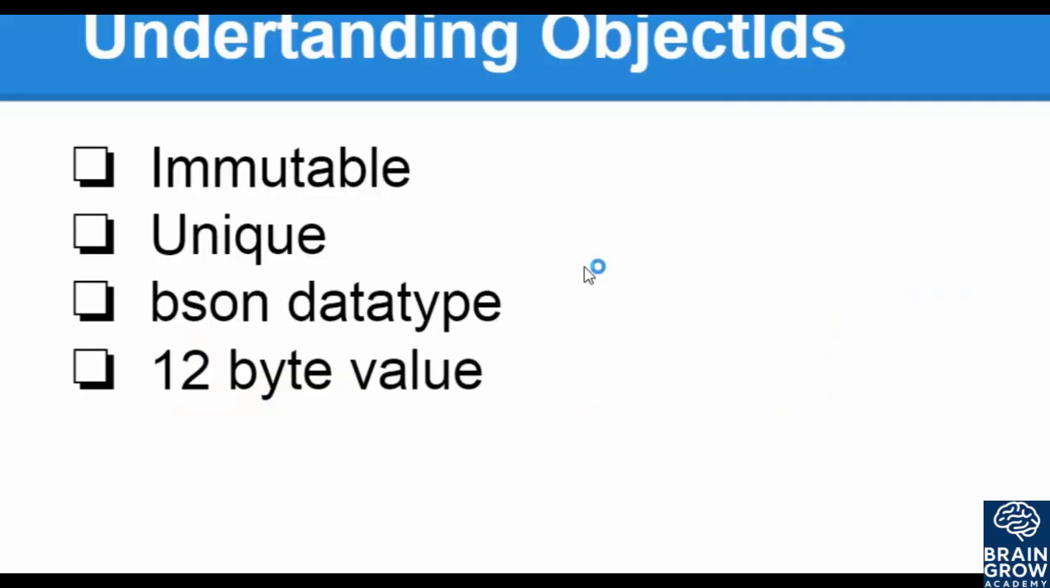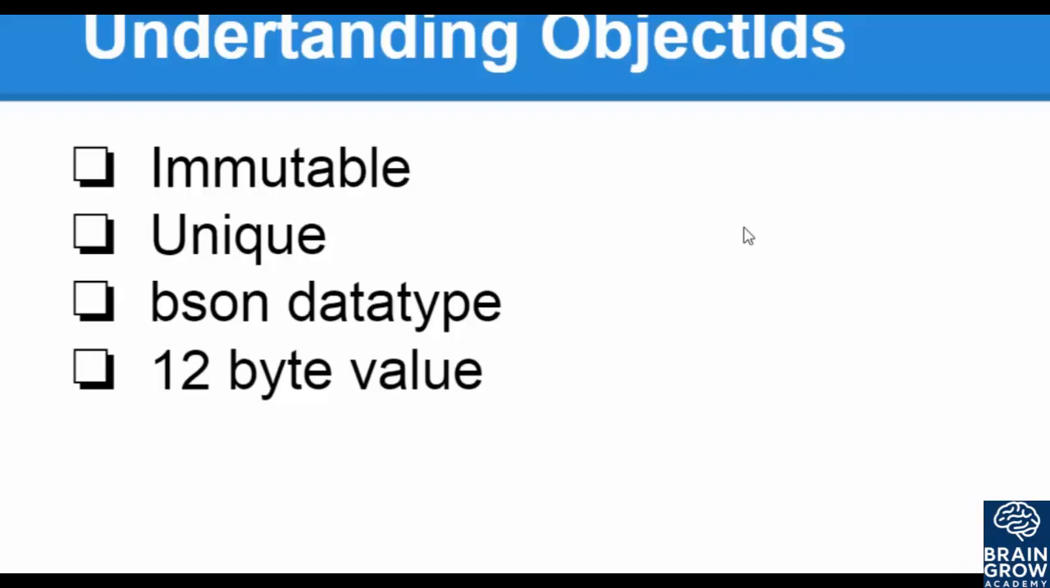The first thing when we look at the object ID is that whatever object ID MongoDB creates for us, it is immutable. Immutable means it cannot be modified once it is created. You cannot modify it, alter it, or edit it once the object ID has been created by MongoDB. The second thing is that it is unique. Whatever MongoDB creates is a unique object ID.